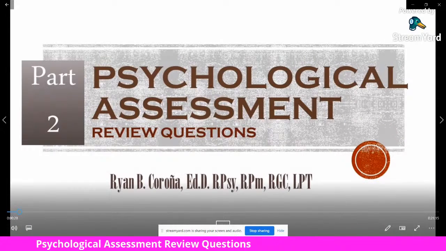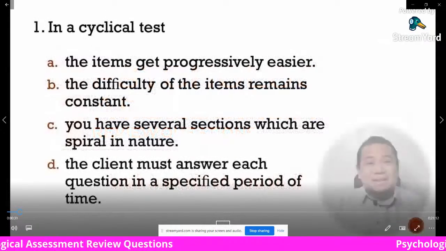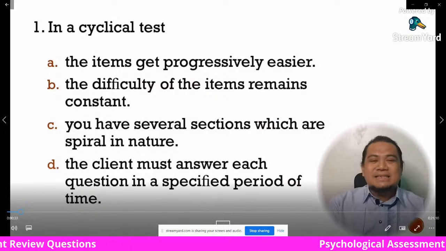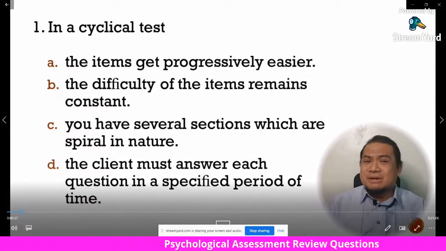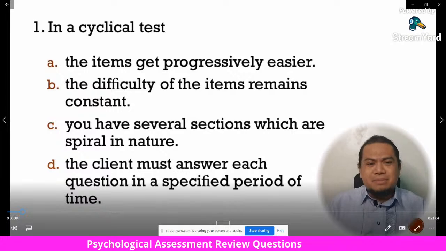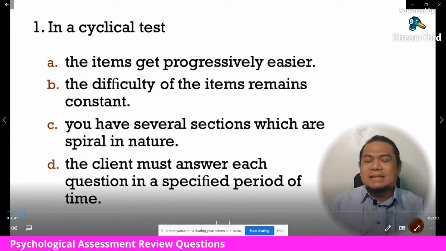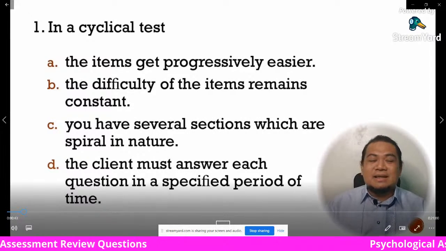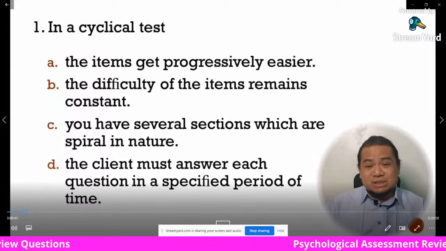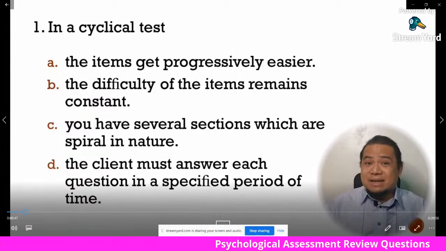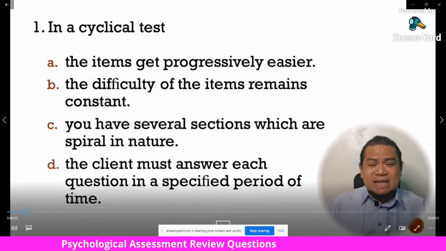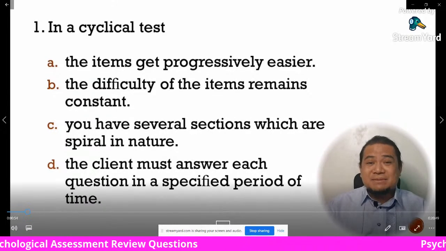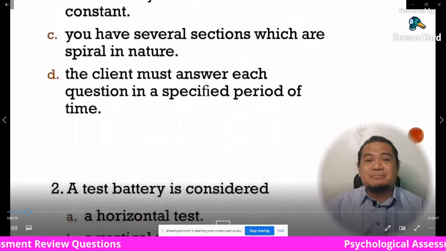Psychological assessment review questions. Number 1. In a cyclical test, A. The items get progressively easier. B. The difficulty of the items remains constant. C. You have several sections which are spiral in nature. Or D. The client must answer each question in a specified period of time.